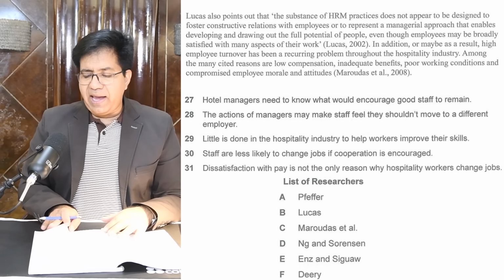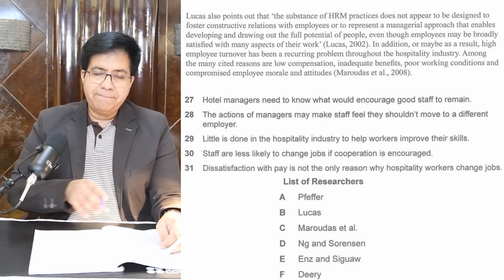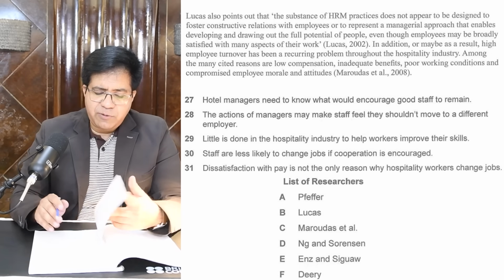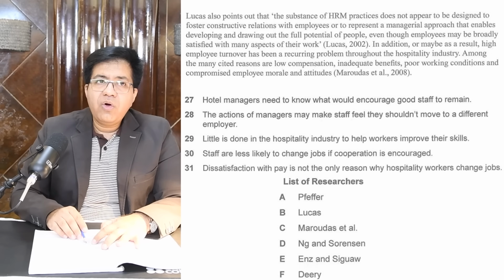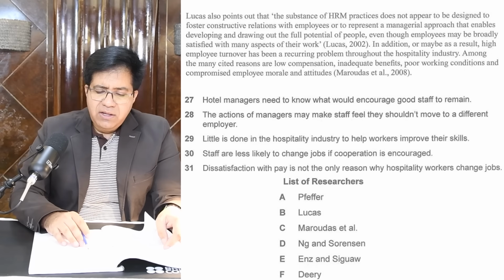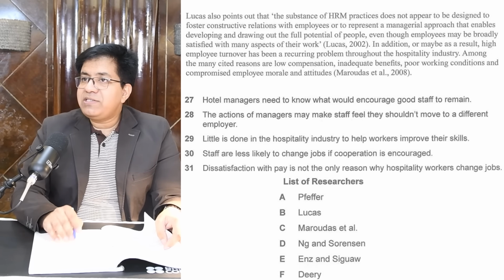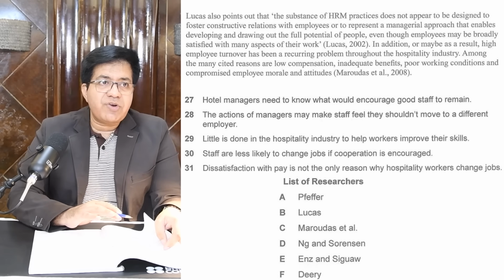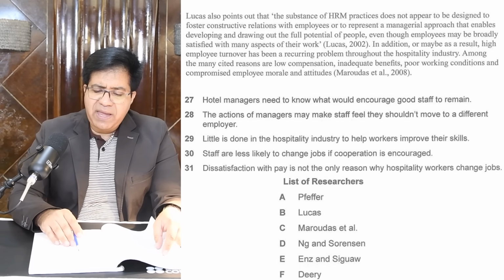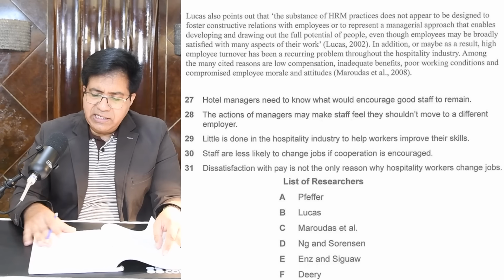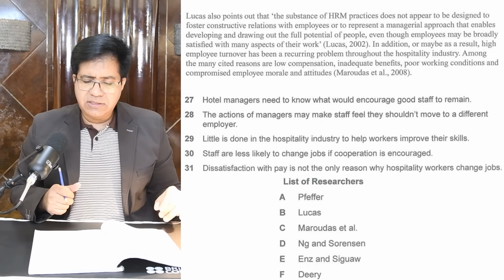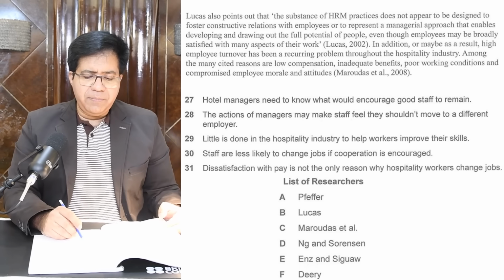Marudas et al. Now go back and see if you find anything. Question number 31. Well done. Dissatisfaction with pay. What is that? Low compensation. Low compensation means dissatisfaction with pay is not the only reason, because there are other reasons also. They mentioned 3-4 reasons, and we already answered a question from there. Okay, so dissatisfaction with pay is not the only reason why hospitality workers change jobs. Question number 31, correct answer is C. Now we cross number 31 as well.